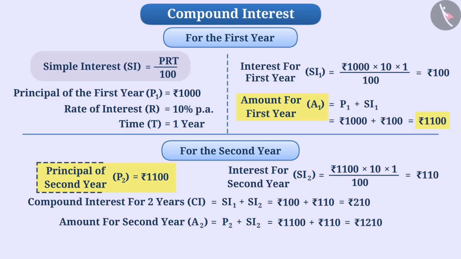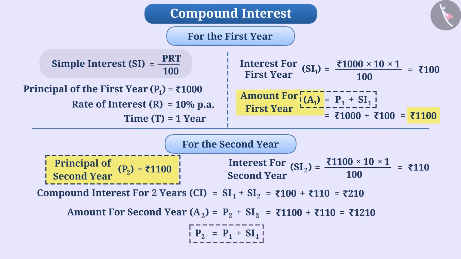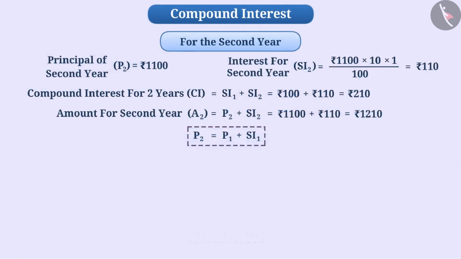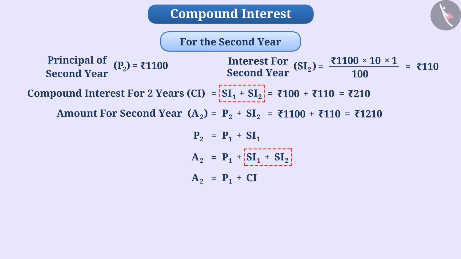Here we can write P2 as P1 plus SI1. Therefore, A2 is equal to P1 plus SI1 plus SI2, which can also be written as A2 is equal to P1 plus CI. Now if we subtract principal from A2 of the second year, then we get compound interest CI, that is, CI is equal to rupees 1210 minus rupees 1000, which is equal to rupees 210.